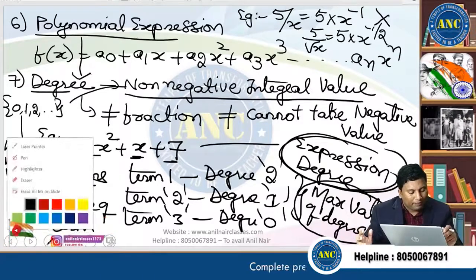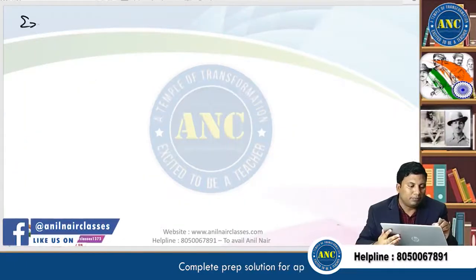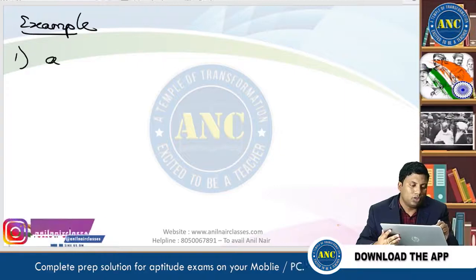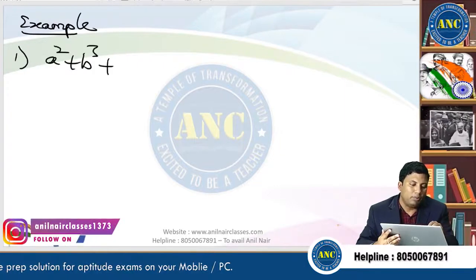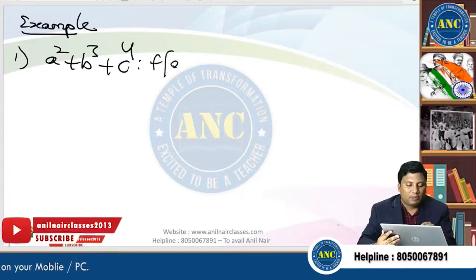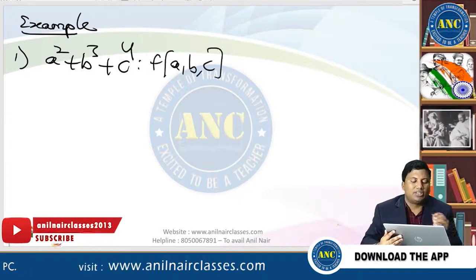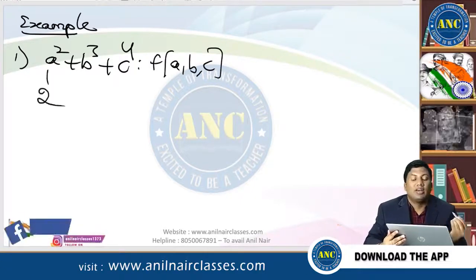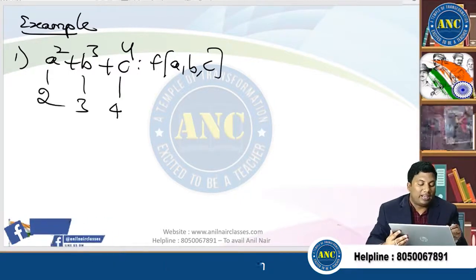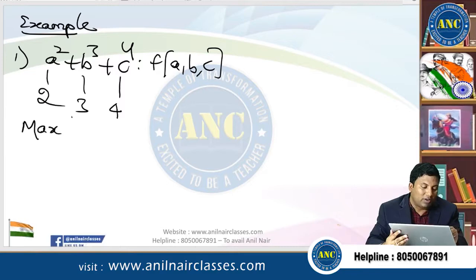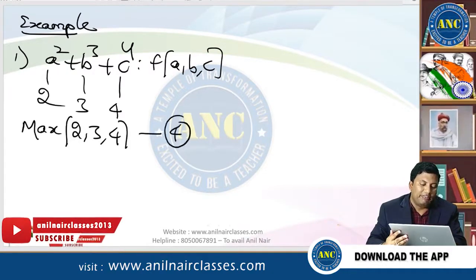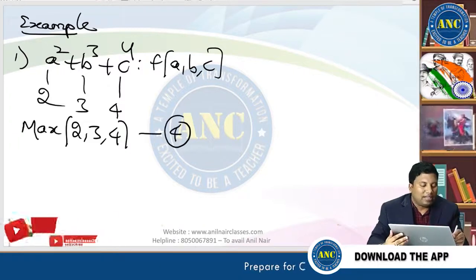For example, a square plus b cube plus c power 4. What is the degree of this function f of a, b, c? What is the degree of term 1? What is the degree of term 2? What is the degree of term 3? What is the maximum degree out of these? Maximum of 2, 3, 4 is nothing but degree 4.